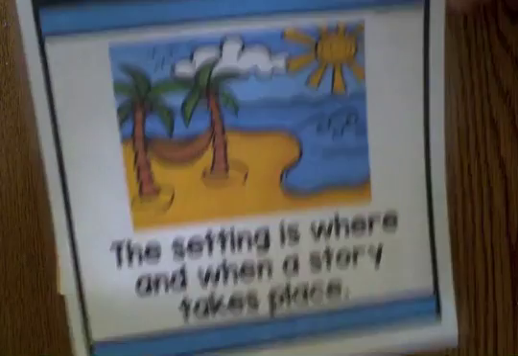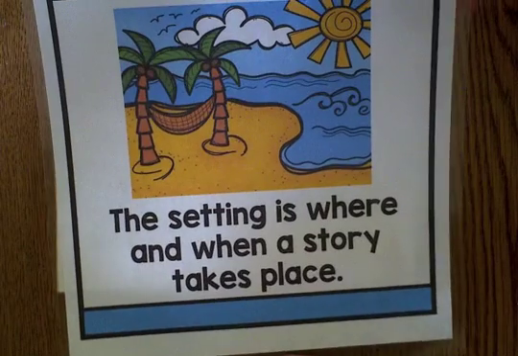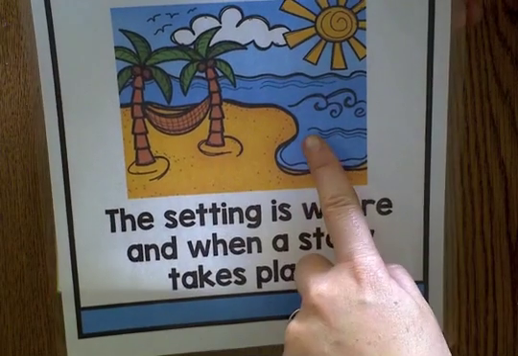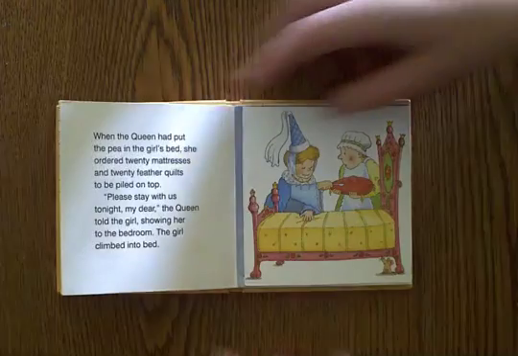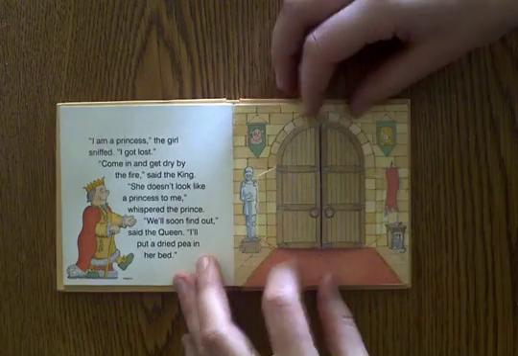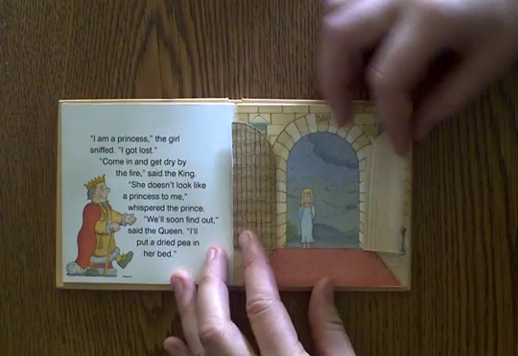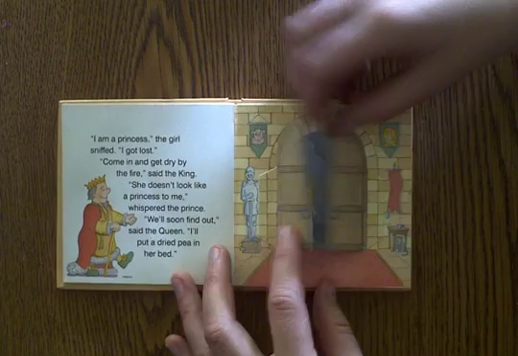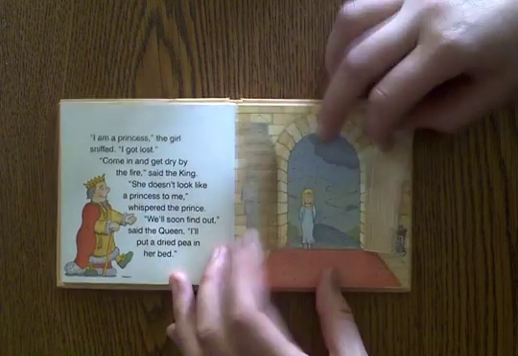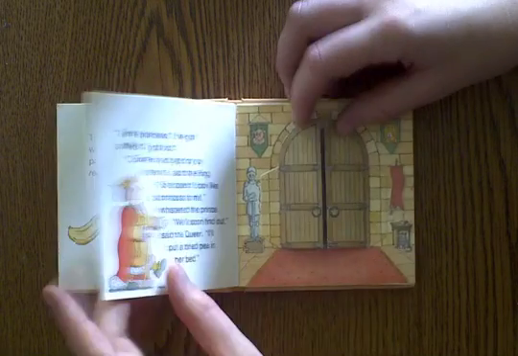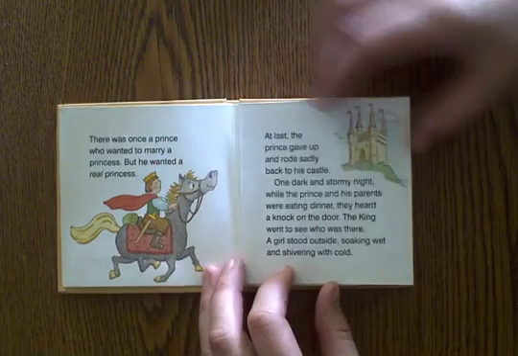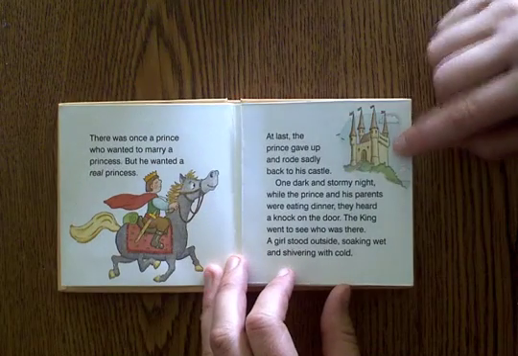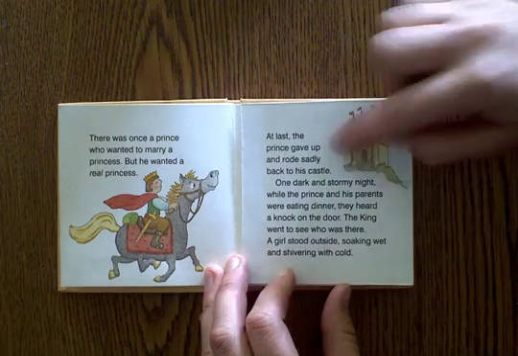Where was the setting? Remember, setting is where and when a story takes place. Did this story take place at a beach? No. The story took place in a castle. That's where they were. And part of it was at night because she was sleeping. And part of it was in the day when they got married and when she woke up. So here's a picture of the castle, and you can see the clouds and the blue sky, so that means it's daytime.